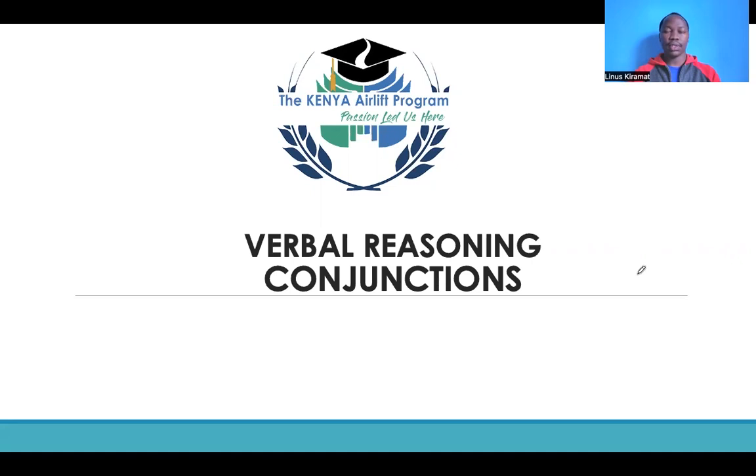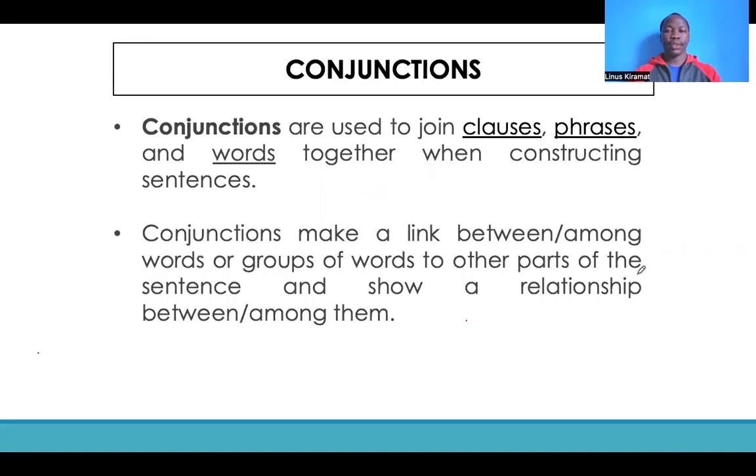In this video, we're going to look at sentence correction. More specifically, we're going to tackle conjunctions. So conjunctions by definition are linking words or joining words. Conjunctions in English are used to join clauses, phrases, and words together when constructing sentences. Conjunctions create a link between or among words or groups of words to other parts of the sentence and show a relationship between or among them.